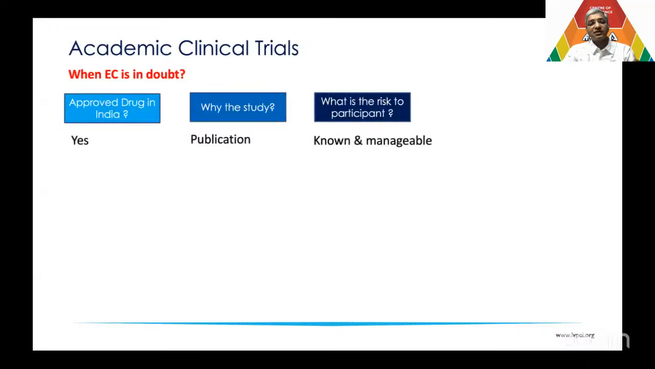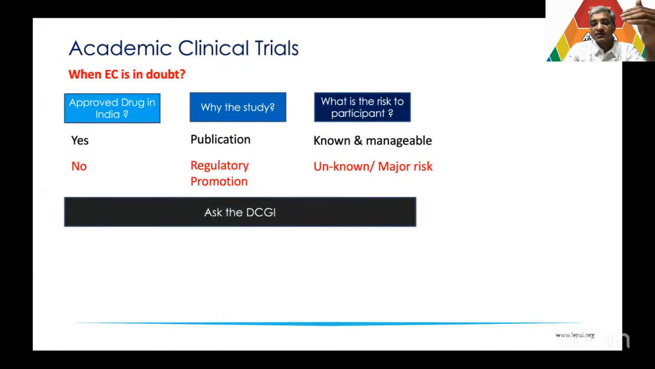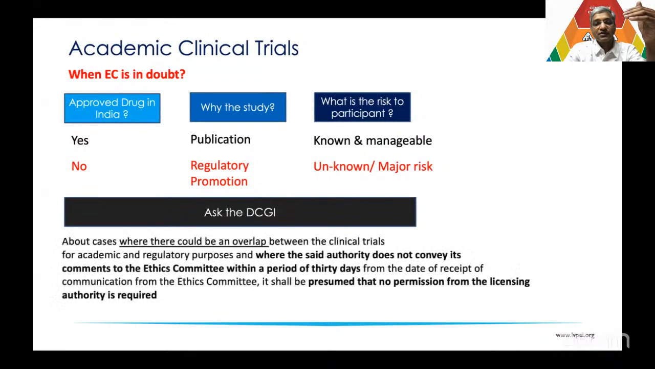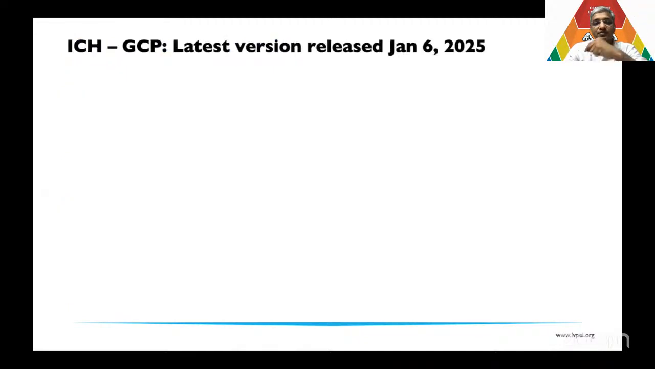And this is what the DCGI also has published, that if the drug is approved in India and you want to just use it for a publication and the risk to the participants is known and manageable, then you don't have to escalate it to DCGI. But anything else, you need to ask the DCGI before you can start the study. But otherwise, just the ethics committee approval is enough.